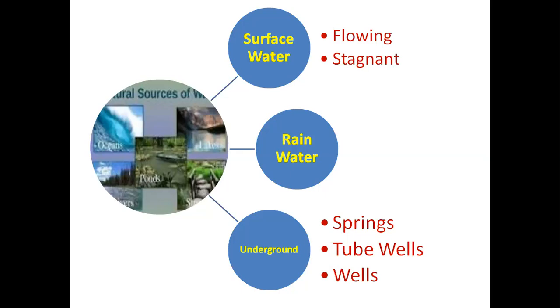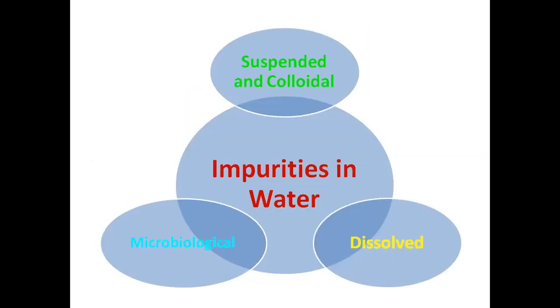Okay, these are another basic fundamental properties of water. The next slide shows various sources of water which we can see: rainwater, underground water, surface water, springs, and then there is a well as well. What are the various impurities present in water?